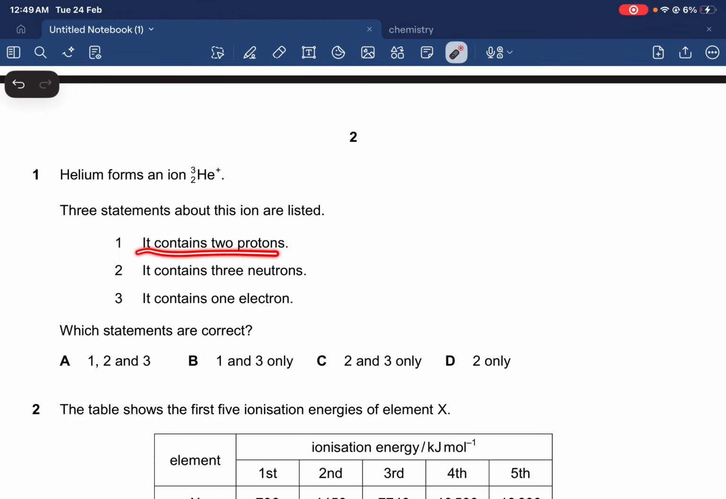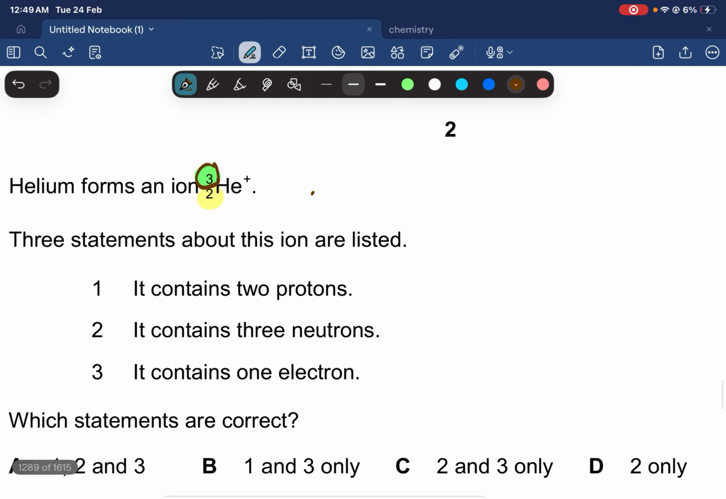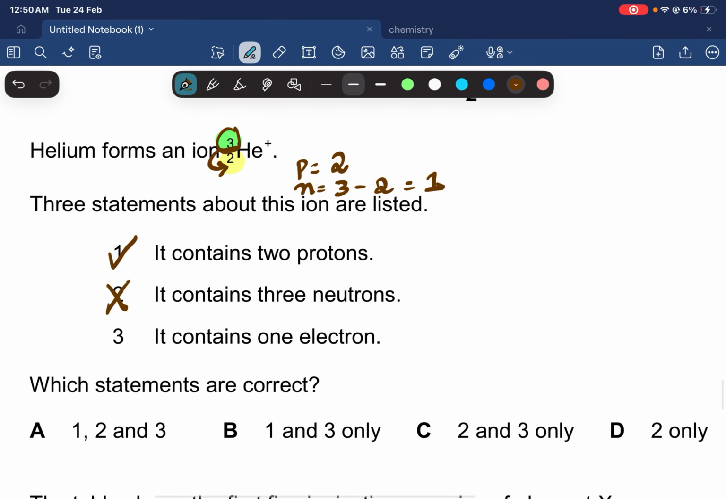It contains 2 protons. You should know that this lower number is the proton number, and this upper number is the neutron number or nucleon number. So the number of protons is going to be 2 and the number of neutrons is going to be 3 minus 2, which is 1, because that's the nucleon number, the mass number. From that you subtract 2 and then you get 1. Three statements about the ion are listed. It contains 2 protons, right? It contains 3 neutrons. No, it contains 1 neutron.